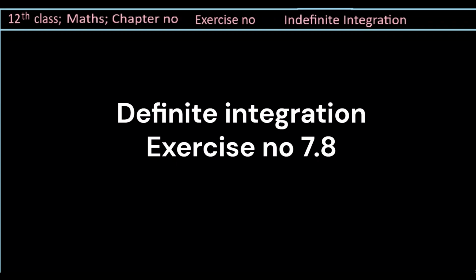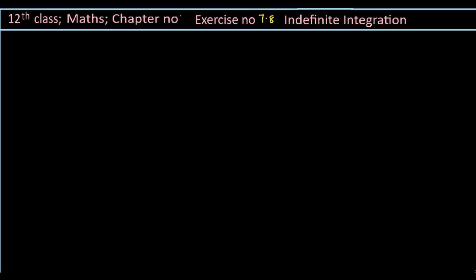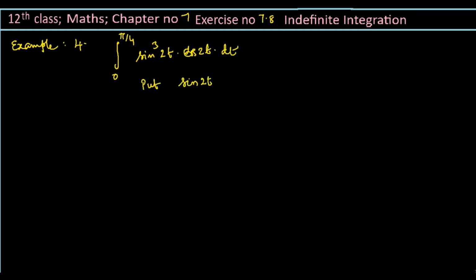Let's do this exercise number 7.8, Chapter number 7. Example: integrate from 0 to pi by 4, sine cube 2t, cos 2t dt. Put sine 2t equal to u, suppose.